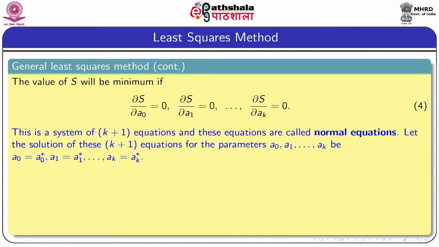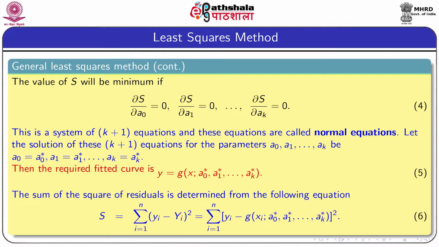Let the solution of these k plus 1 equations for the parameters a0 to ak be a0 equal to a0 star, a1 equal to a1 star, and dot dot dot, ak equal to ak star. That means a0 star, a1 star and ak star is the solution of the above system of equations, and these are called the estimated values of the parameters, and these values are determined in terms of the sample points. Then the required fitted curve is y equal to g of x, a0 star, a1 star up to ak star.